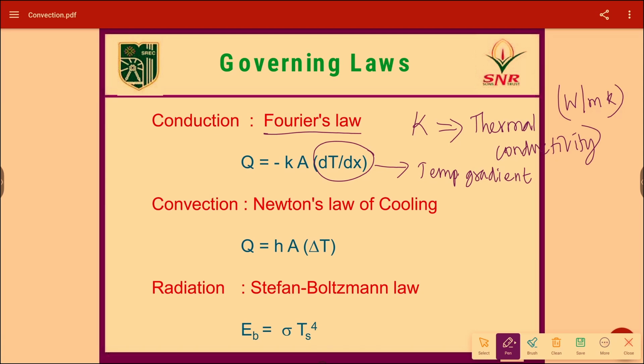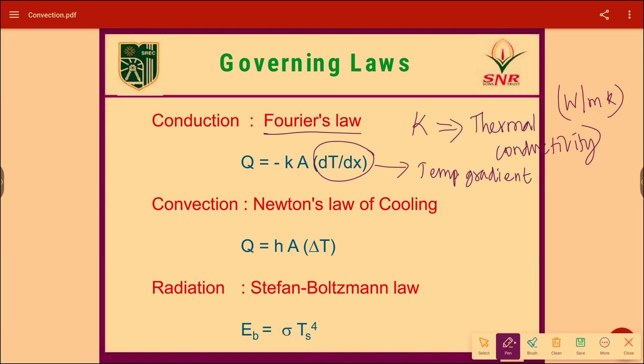The thing to be kept in mind is that K is a property of a material. Different materials will have a different value of thermal conductivity. These data are just like the density or just like viscosity. This thermal conductivity is also a property of a material.